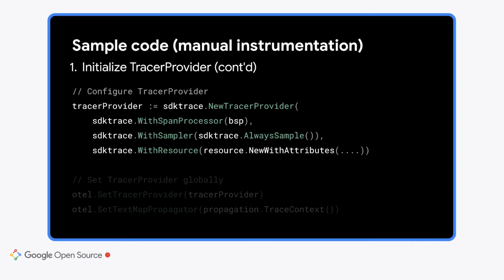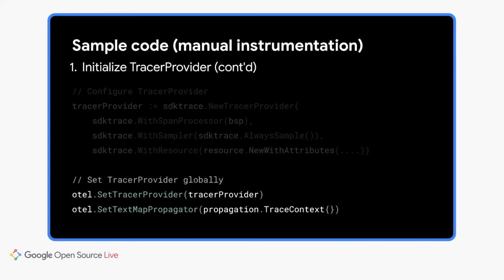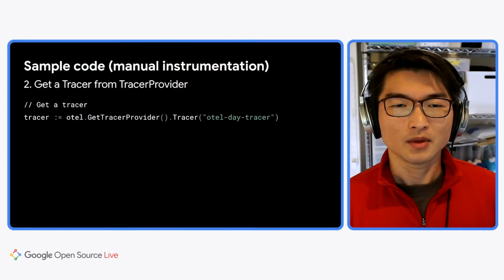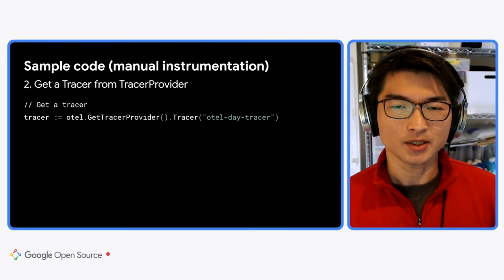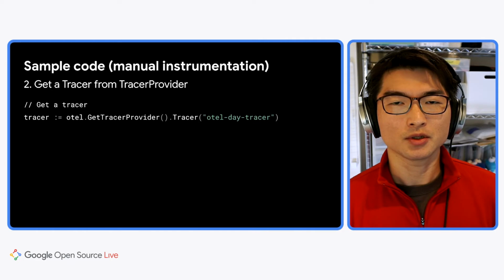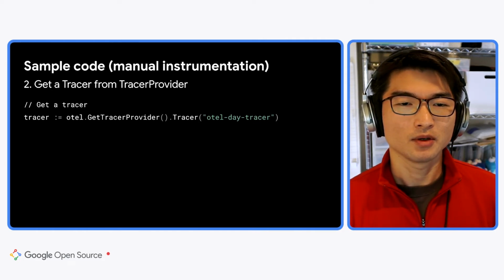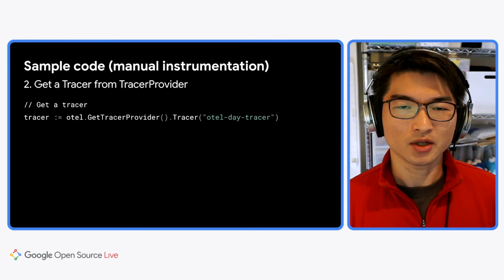Then, this tracer provider is set as global. Also, you set the propagator so that the tracer provider can be aware of how to propagate context. So that's it for tracer provider initialization. Next is the tracer. Getting a tracer is really easy. You just need to get a tracer object from the tracer provider with a tracer name. The tracer name is usually the label for a set of spans in the service.